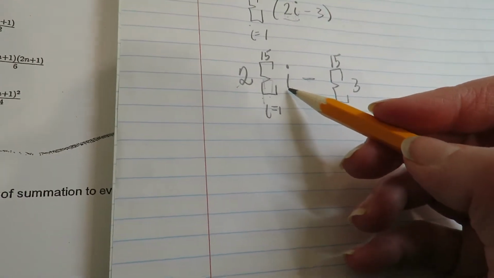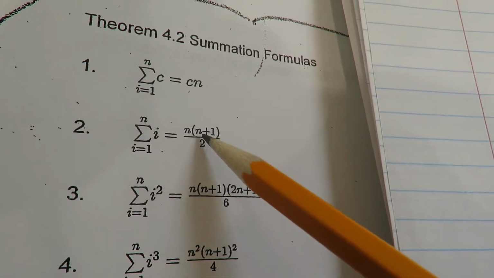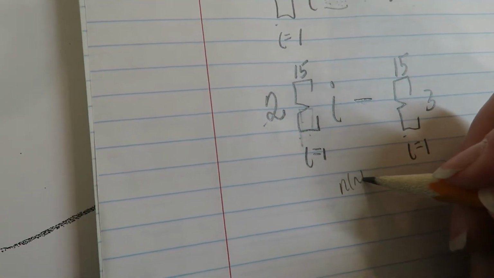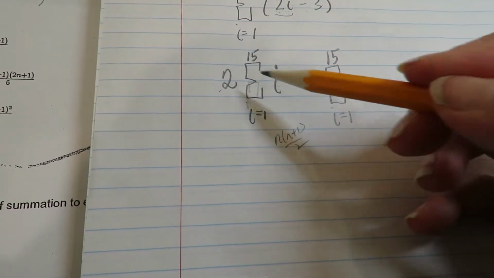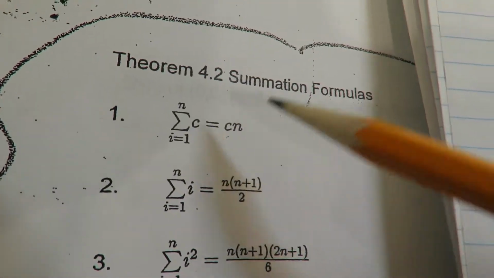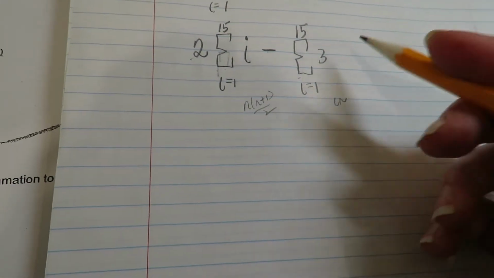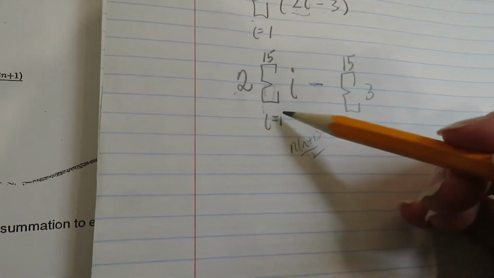So for the I, you want to go to the I formula: n times n plus 1 over 2. I'm just going to write it right underneath it. That would be the formula for the summation on this guy. The constant is the constant times n. All right, I just wrote them like tiny little notes underneath. So here we go, let's crunch it out.